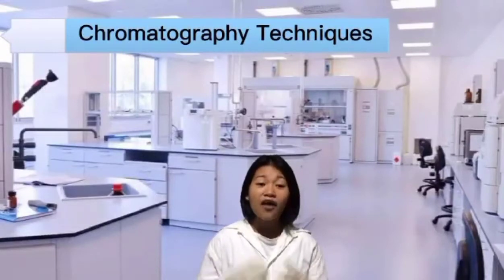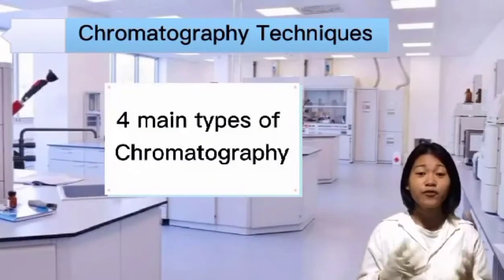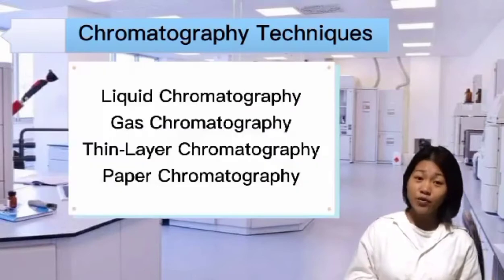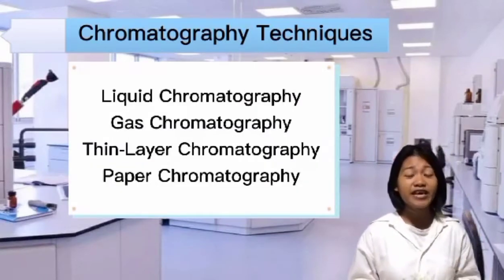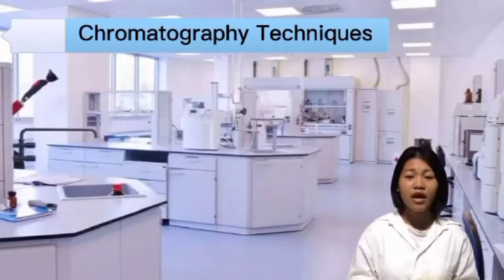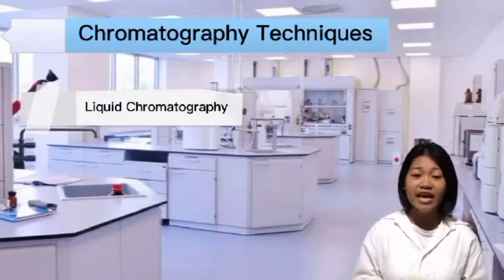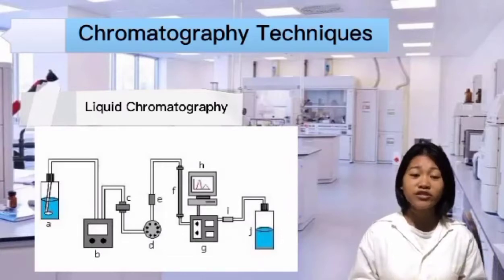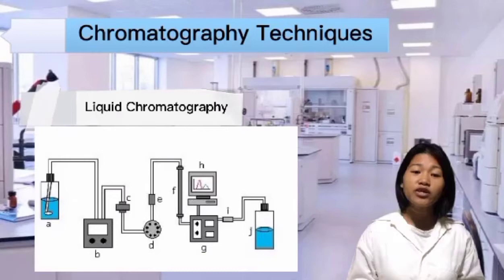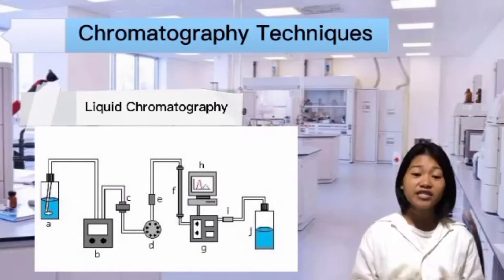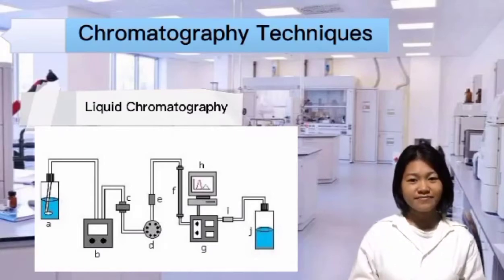Chromatography techniques. There are 4 main types of chromatography. These are liquid chromatography, gas chromatography, thin layer chromatography, and paper chromatography. Liquid chromatography is used around the world to test water samples to look for pollution in lakes and rivers. It is used to analyze metal ions and organic compounds in solutions. Liquid chromatography uses liquids which may incorporate hydrophilic insoluble molecules.